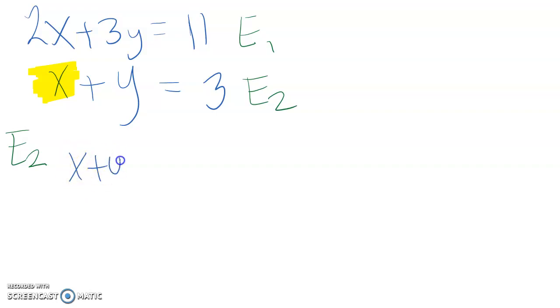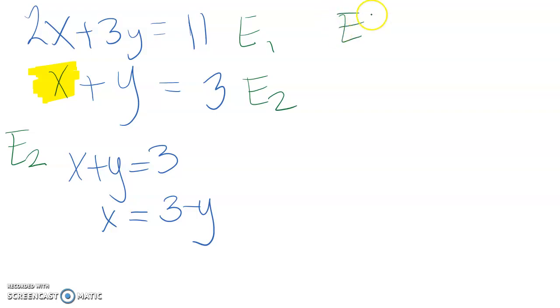Now the equation I'm starting with is x plus y equals 3. If solving for x means I want to get it to be x equals, in this particular case I just need to subtract y. So I have x equals 3 minus y. Now I am done temporarily with equation 2.